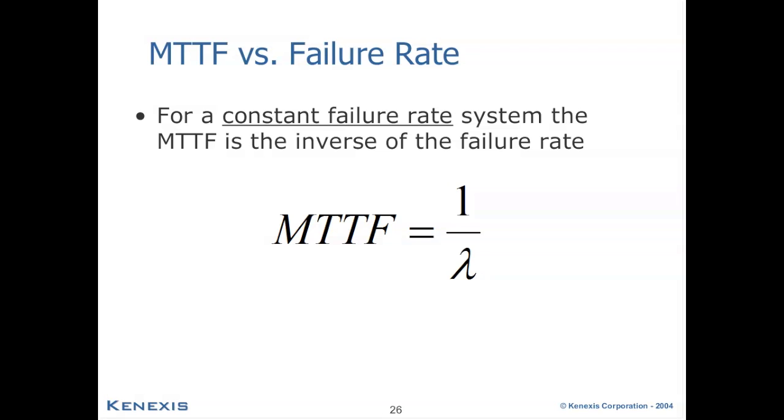The mean time to failure, then, for a constant failure rate system can simply be taken as the inverse of that failure rate, or 1 over that failure rate.